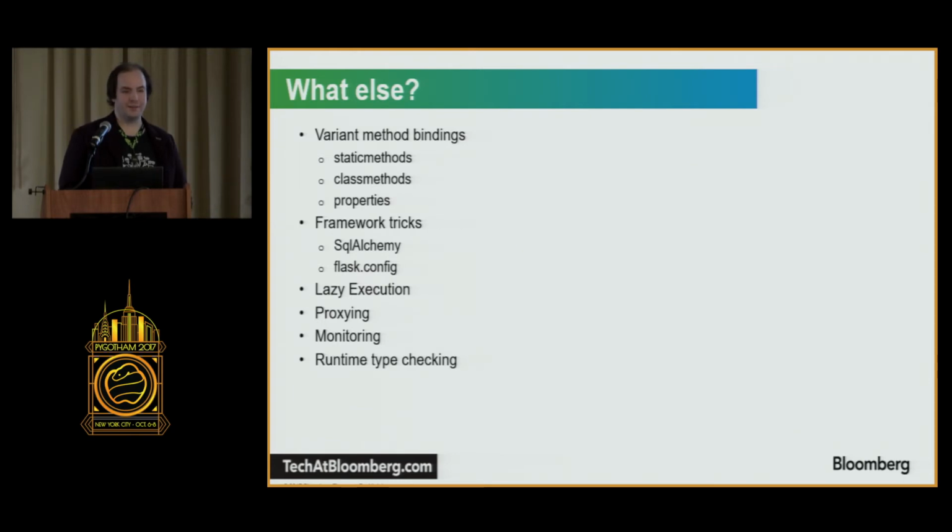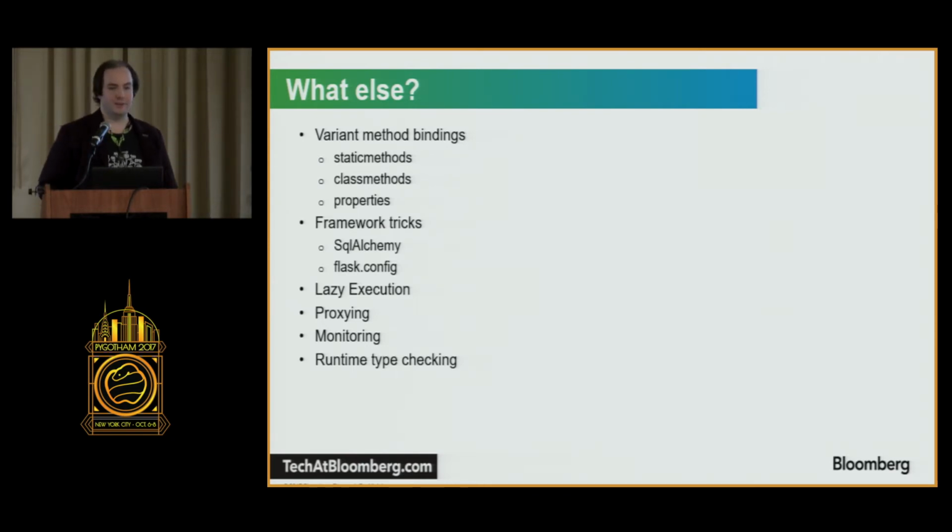Framework tricks. How does SQLAlchemy do queries when you start accessing properties off your instances? Well, it's because those are actually descriptors, and the descriptors will actually trigger off code when you do gets and sets, and that will all process through. It's in Flask config. Any number of your frameworks will have this.